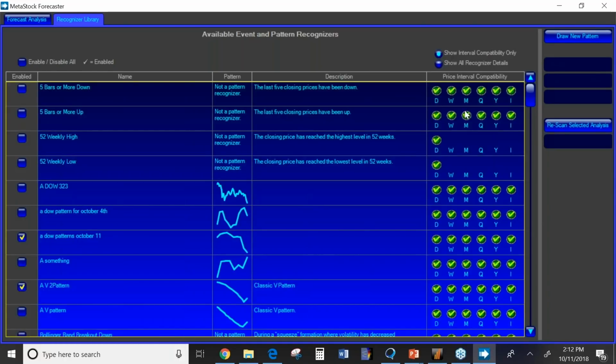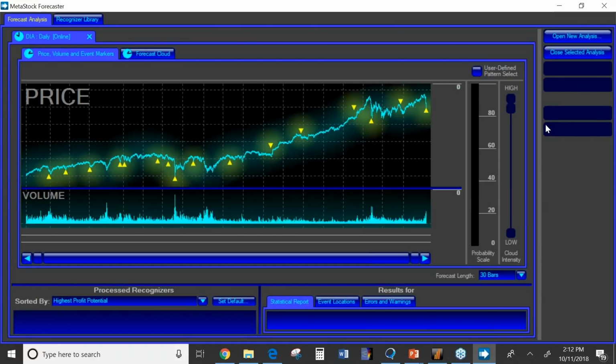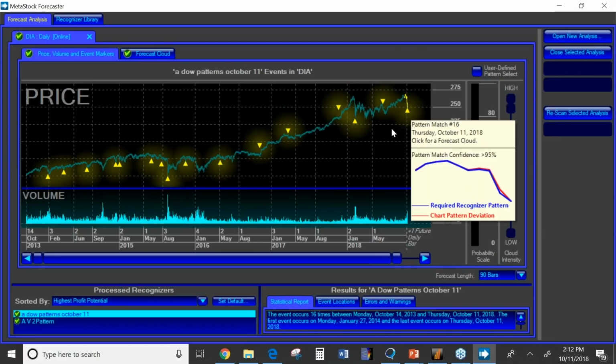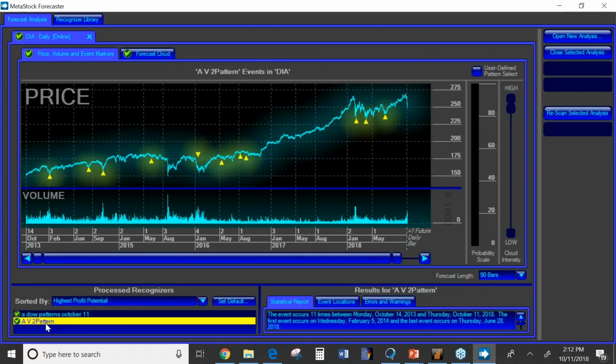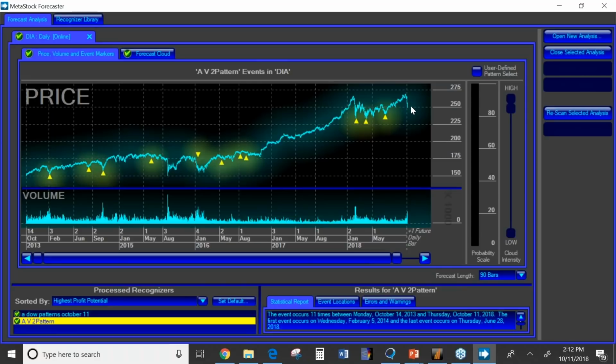And now what I'm going to do is scan on that pattern. So I'll run that selected scan against that selected pattern. It's going to see if it can find any time that's happened on the Dow. Look, it's happening right here. Oh, wait. No, that's the Dow pattern that we just drew. We'll click it over to the V2 pattern. This will show up today if we have that sharp upward movement that I was looking for.